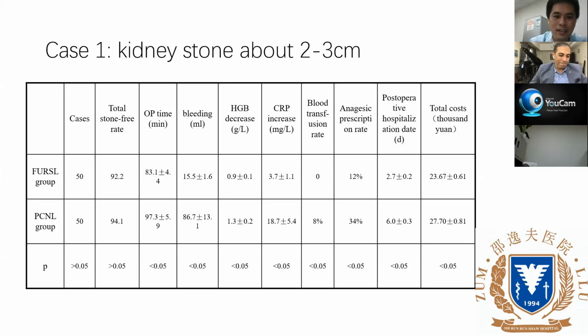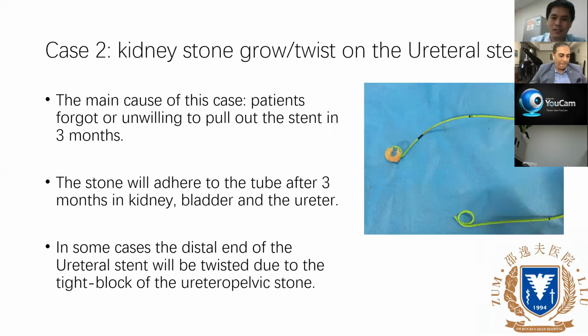Okay, then let's see. The second case is the kidney stone grown and twisted on the ureteral stent. The main cause of this case is that the patients forgot to pull out the stent after 3 months, and they have the stone growing on it. The stone will adhere to the tube anywhere, in the kidney, in the bladder, or in the ureter. And in some cases, the distal end of the ureteral stent will be twisted due to the tight block of the stones, not just growth on the stent.